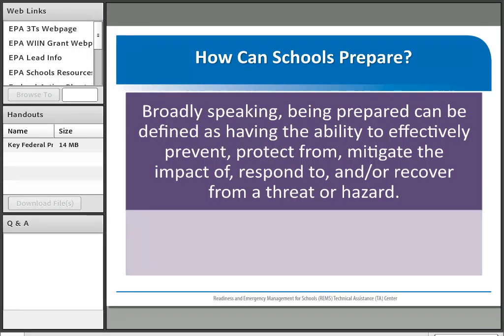So broadly speaking, being prepared can be defined as having the ability to effectively prevent, protect from, mitigate the impact of, respond to, and/or recover from a threat or a hazard.